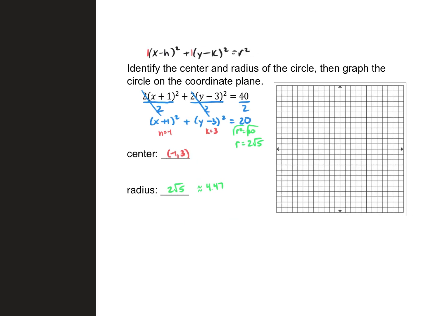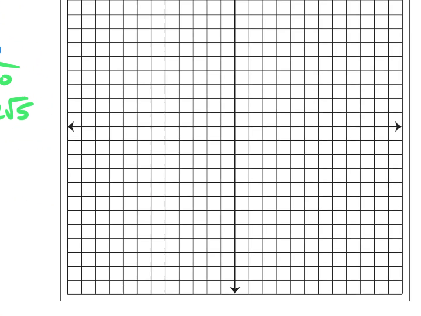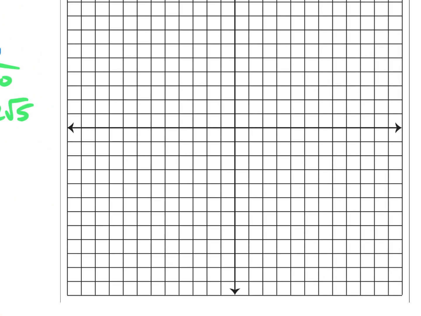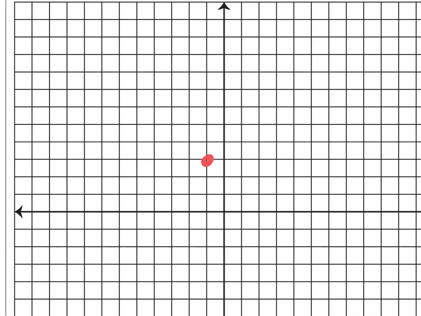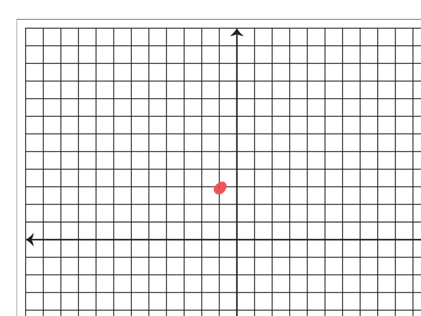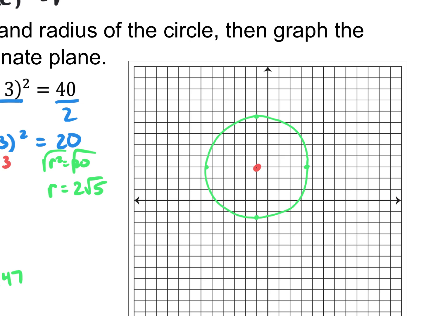Okay, so you go over to your graph, negative 1 comma 3, and again, this radius of ours is about 4.5, just shy of that. So 1, 2, 3, 4.5 to the right, 1, 2, 3, 4.5 going upward, 1, 2, 3, 4.5 to the left, and 1, 2, 3, 4.5 downward. So again, get your circle drawn, get an idea of what it's going to look like, and there you go.